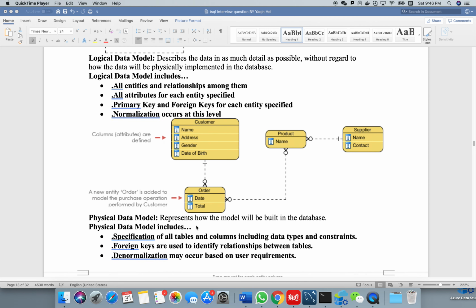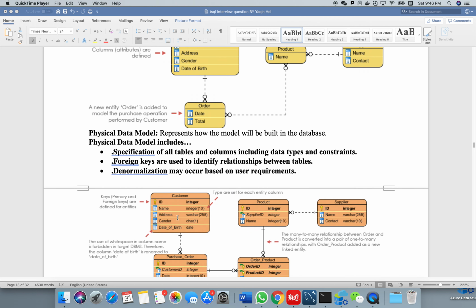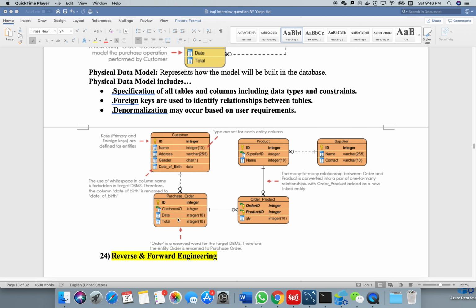And for the physical data model, we get more detailed information into the model. We have denormalization here, and we have the data type, constraints, and length, such kinds of information. This part is still about how the database will be created.